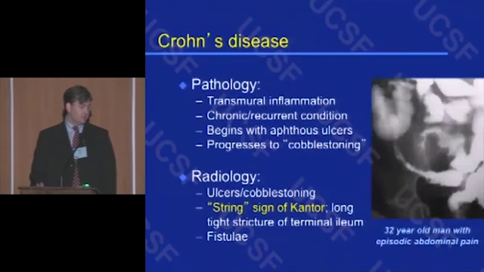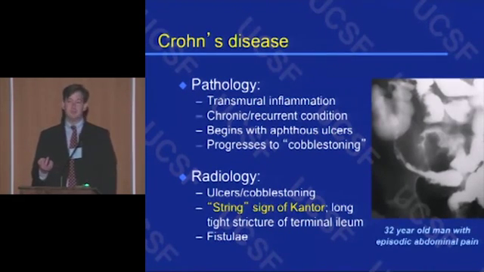Moving down to the small bowel, can't really talk about the small bowel without talking about Crohn's disease. The most common aspect of the small bowel to be involved by Crohn's disease is the terminal ileum. It's transmural inflammation. They usually present with these chronic, recurrent, smoldering episodes of abdominal pain, usually localized right lower quadrant because the terminal ileum is the most commonly affected site.